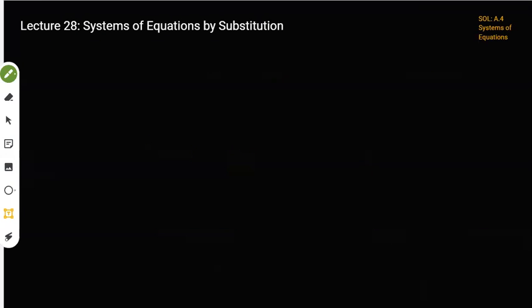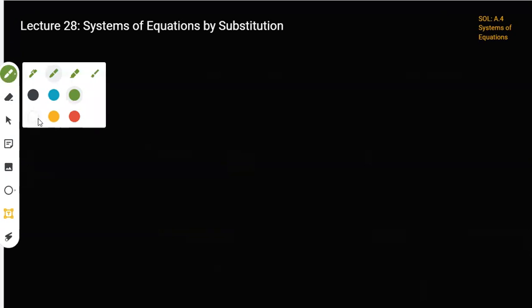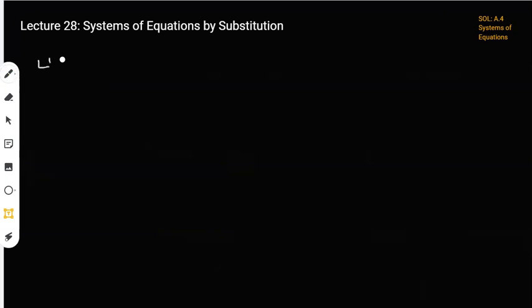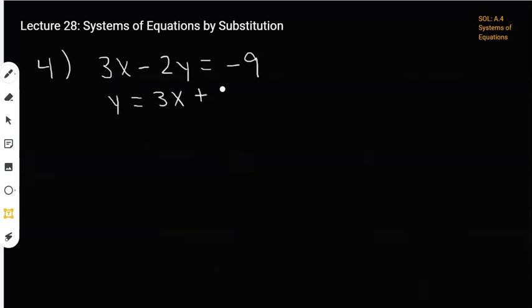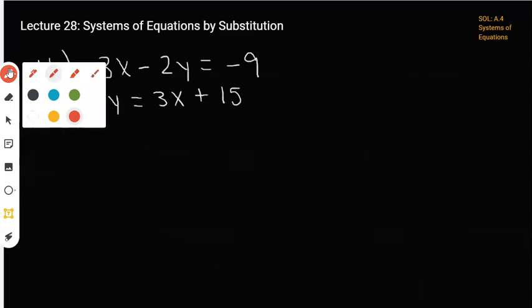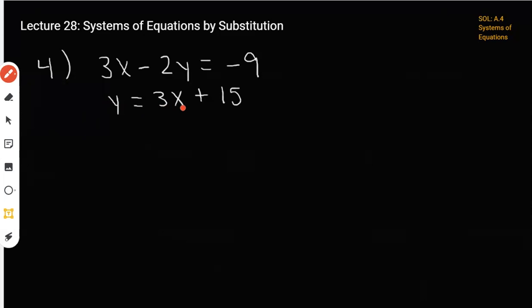Okay, so let's try number 4 together. Number 4 says 3x minus 2y is equal to negative 9. And then the bottom equation is y equals 3x plus 15. Now, I'm going to call your attention to the bottom equation because it tells me that y is equal to 3x plus 15. So these two things are basically the same thing.